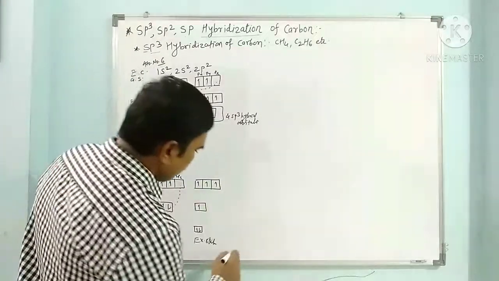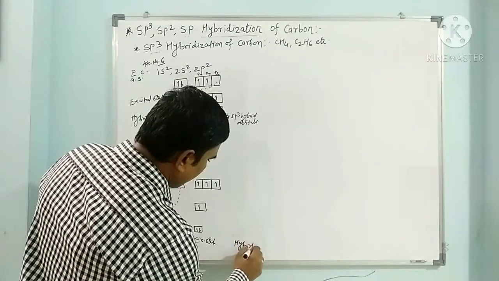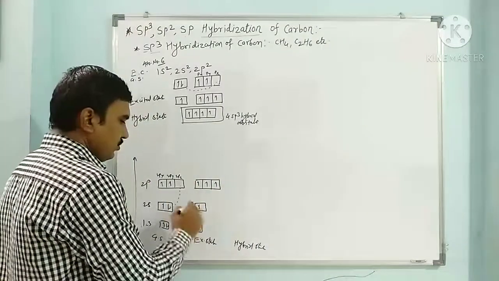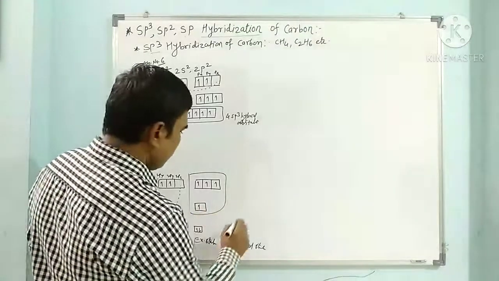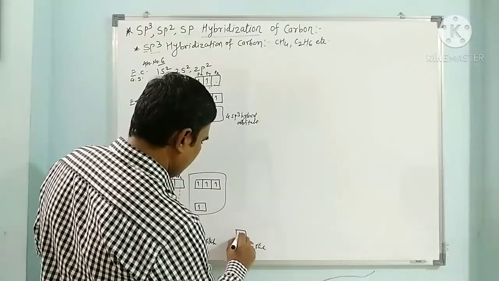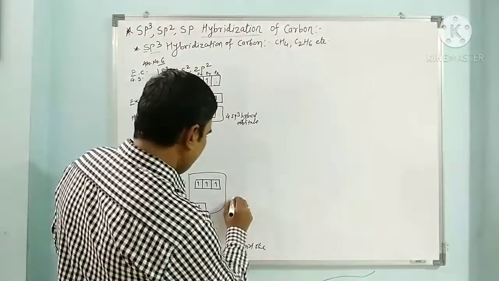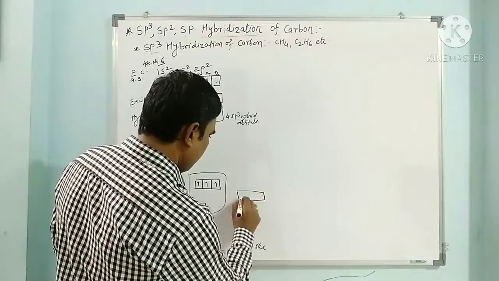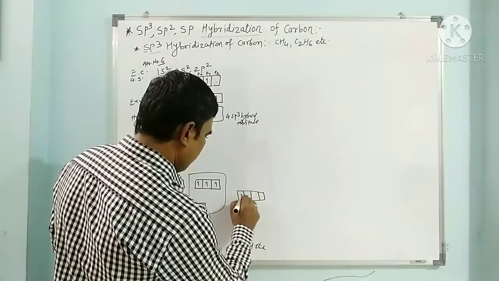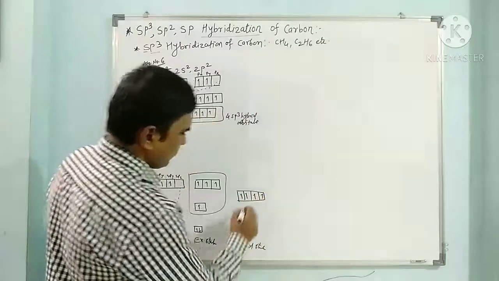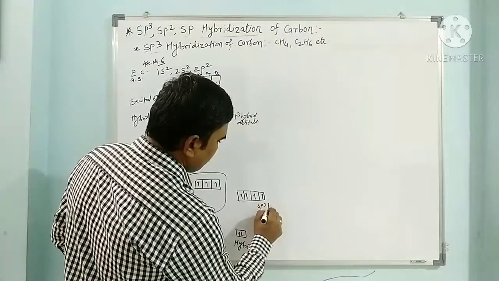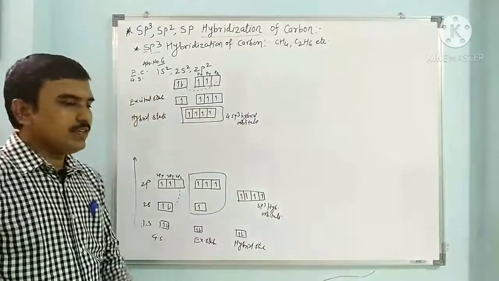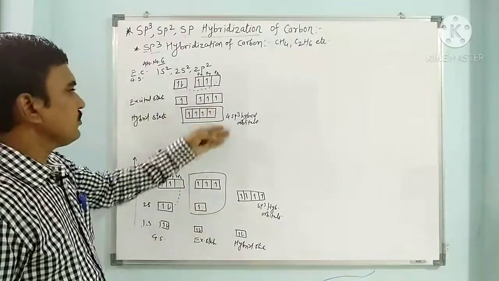When it is excited, then in the hybrid state this orbital and these orbitals undergo mixing. So we get a new set. This is 1s, and the energy of this orbital slightly increases and the energy of these orbitals slightly decreases, and we get this new set of 4 orbitals. This is called the sp3 hybrid orbitals.